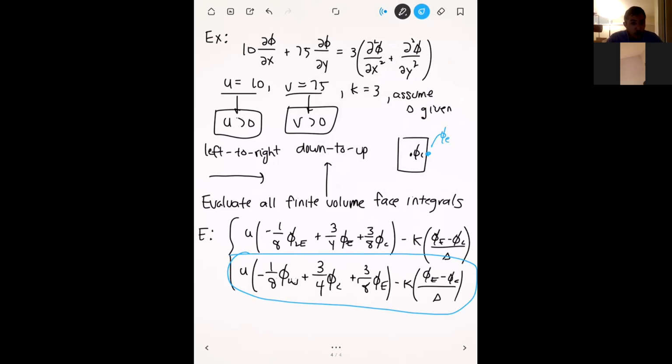For this one, you can see that we have phi w incorporated into the equation. That's going to place more emphasis on the left, whereas the other version of the QUICK scheme has phi 2e, which places more emphasis on the right side of the cell, which is what we don't want. We want to place more emphasis on the left because that's where the velocity is coming from. Any questions on this and why we chose that one for this scheme?